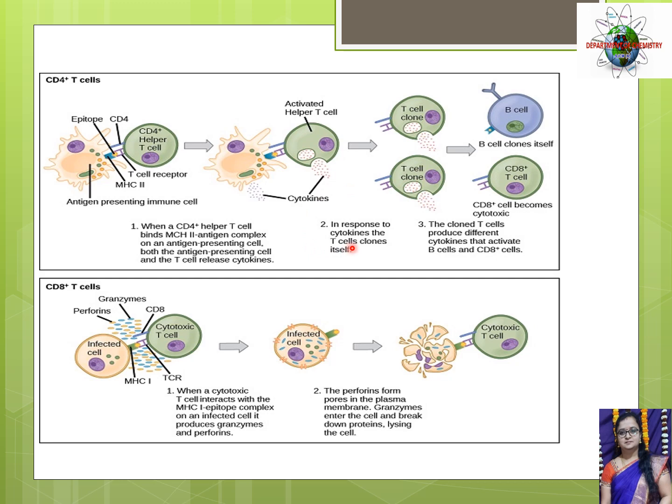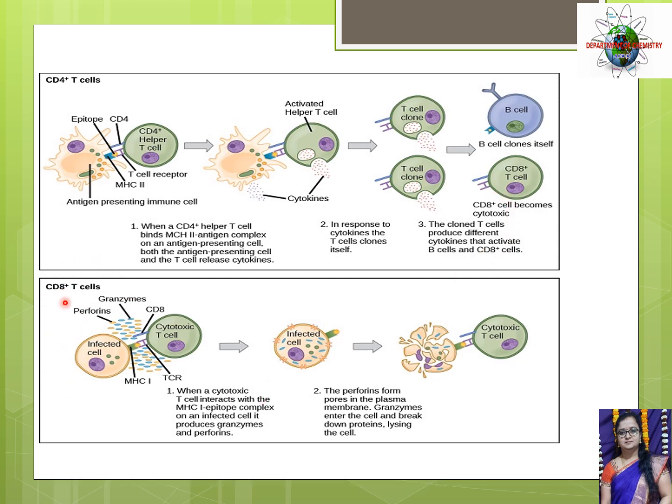In the second step, what happens? In response to the cytokines, the T cell clones itself. The cloned T cells produce different cytokines that activate B cells and CD8 cells. Here, if you have observed this, the CD4 cells and the antigen combine together and cloning takes place where more and more T cells are produced, and finally CD8 is produced.